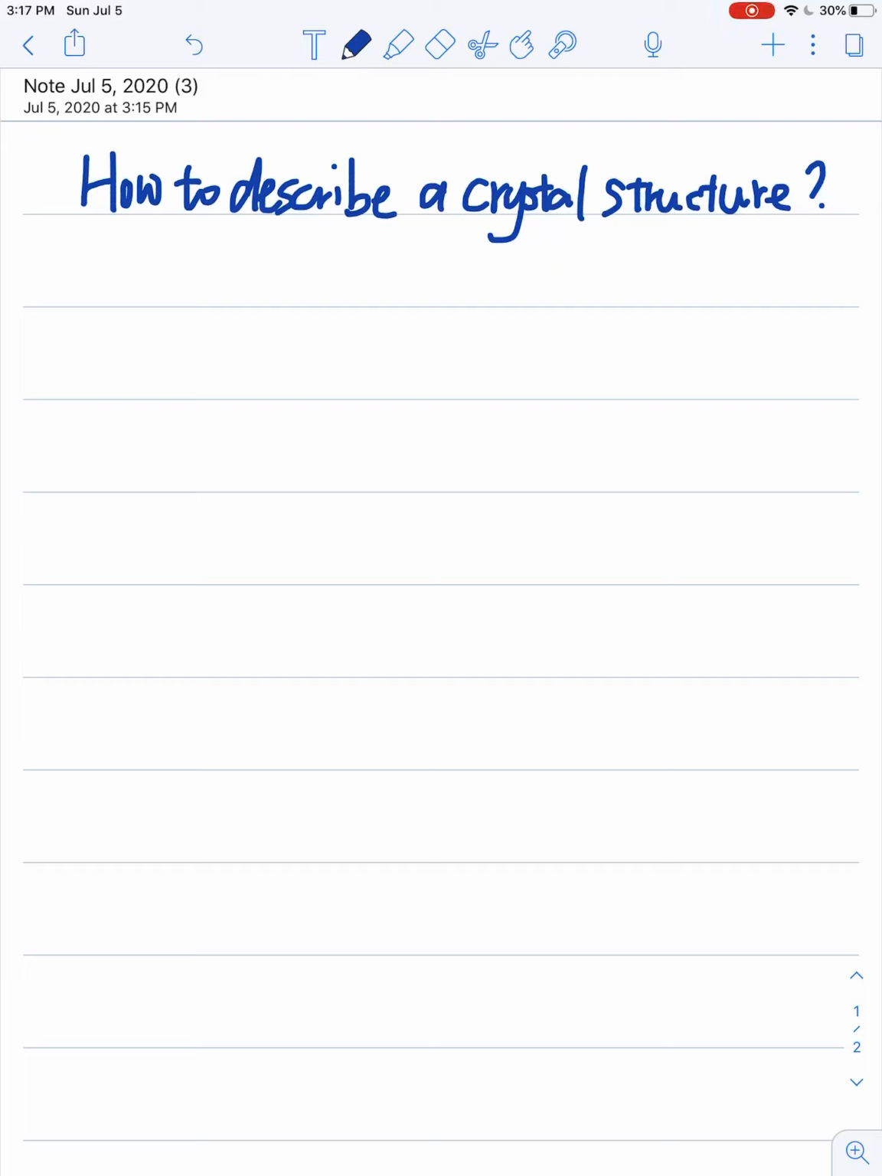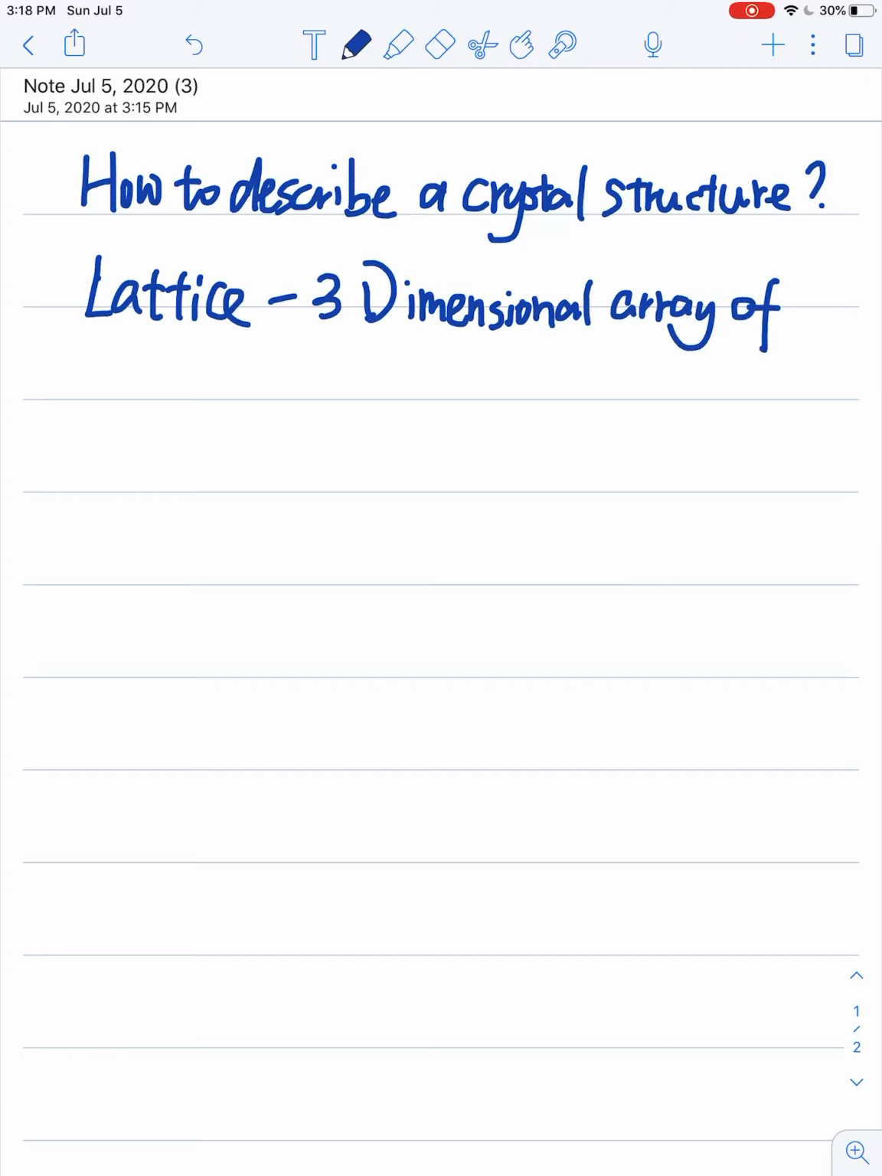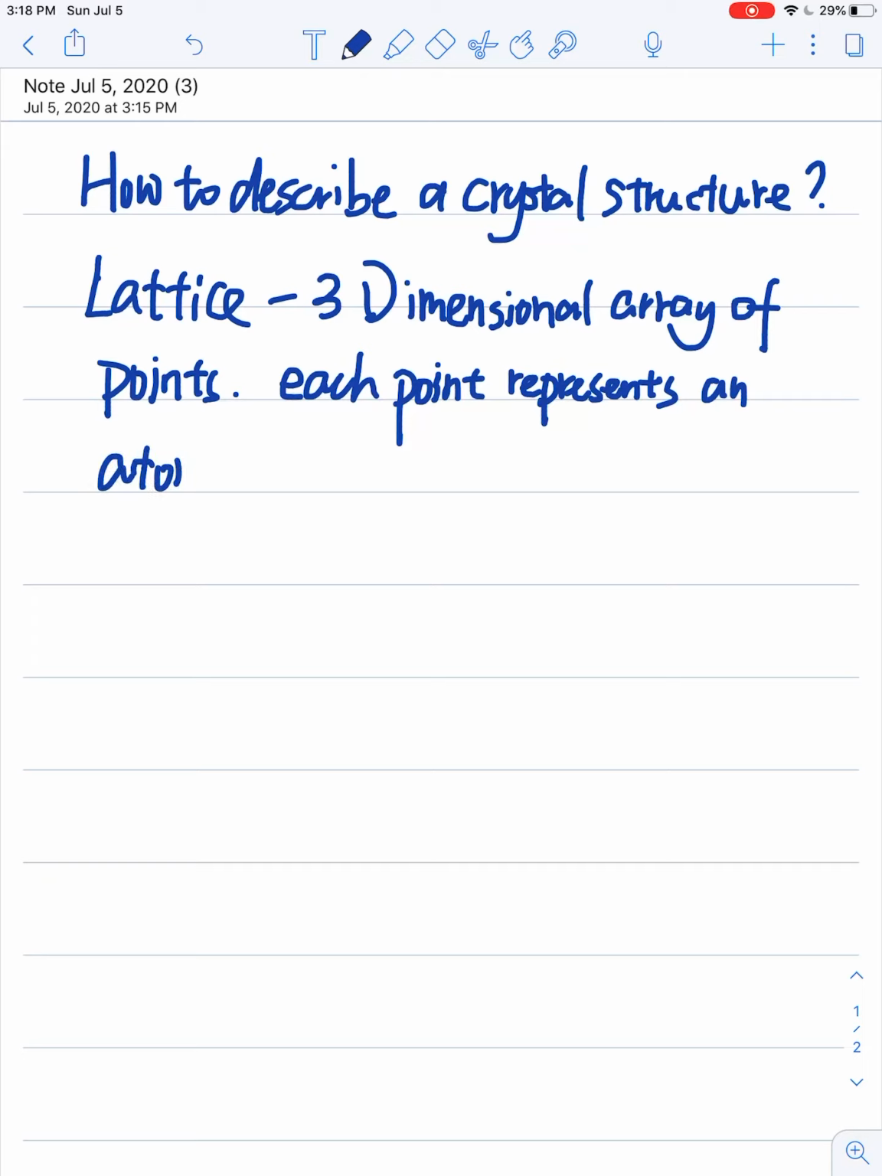The first concept is called lattice. A lattice is a three-dimensional array of points, and each point represents an atom position. That's our first concept. The second concept is unit cell.